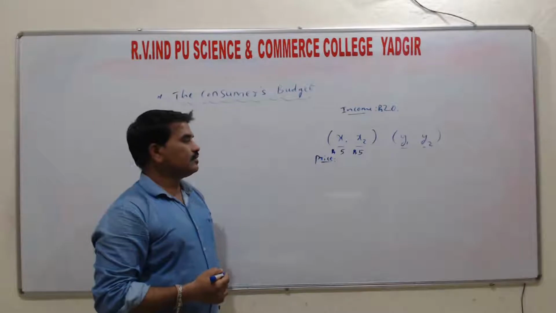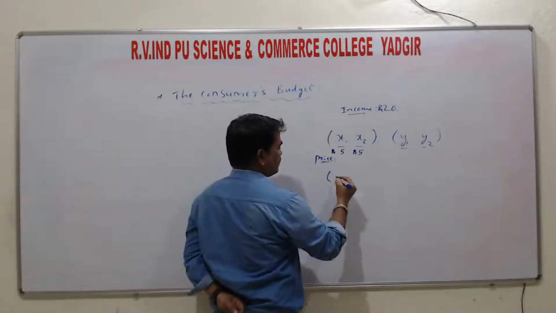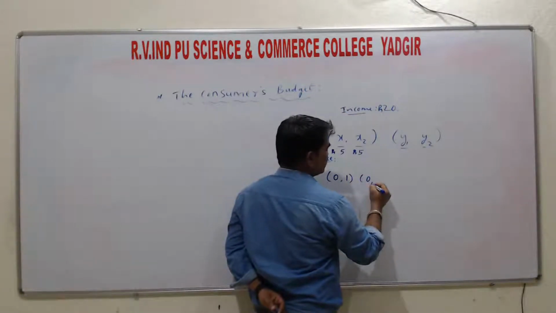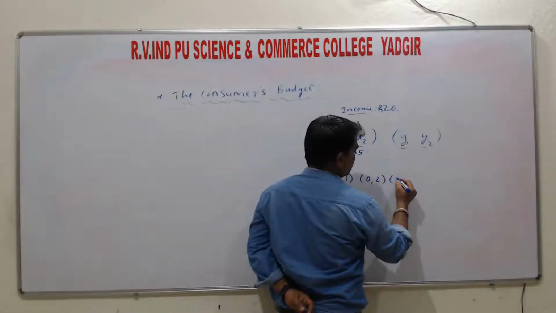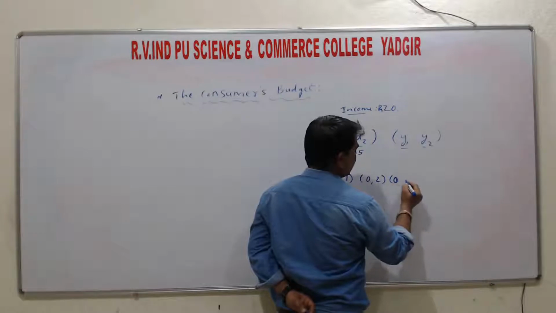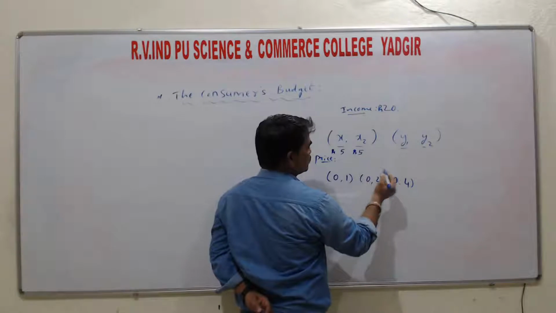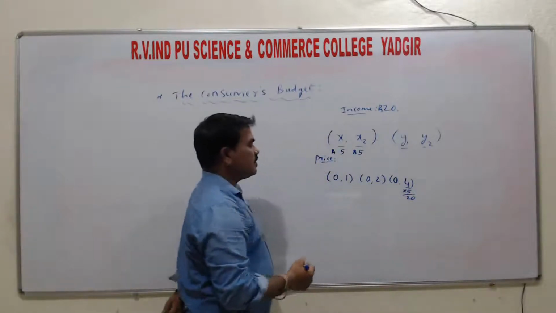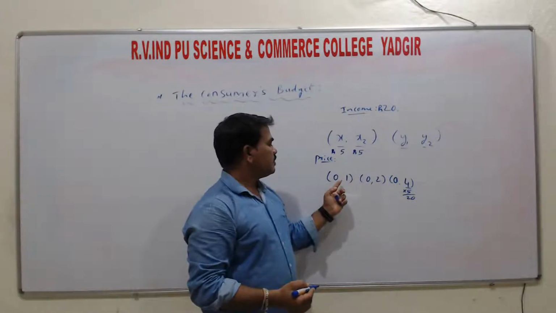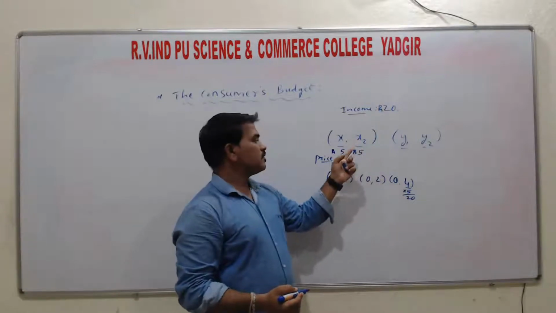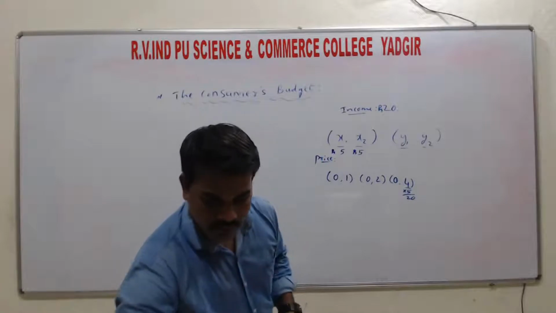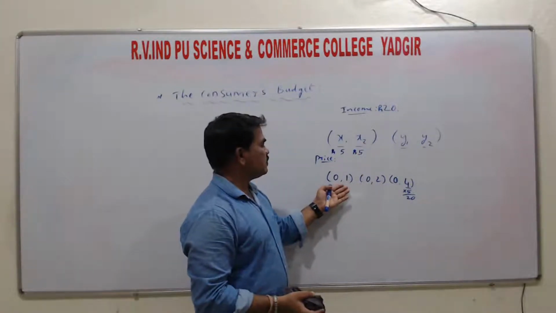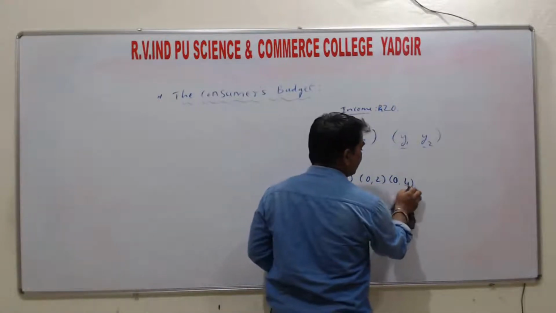So what are the bundles he can buy? We can say 0,1; 0,2; up to 0,4, correct? Four, because 4 quantities of x2 into 5, the price of the good, gives a total of 20 rupees. So keeping the first good at 0, he can buy 4 units of x2. If he spends his entire income on x2, the bundles look like this: 0,1; 0,2; 0,3; 0,4. Up to 4 he can buy.